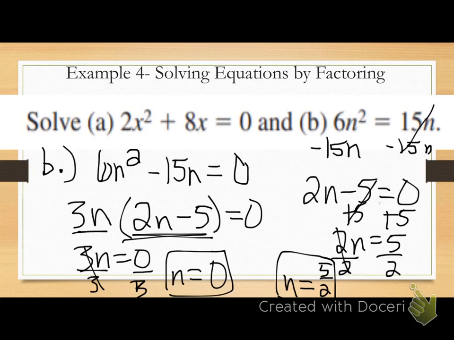Questions on that example? Does that make sense, my zero product property? If things are being multiplied together and they equal 0, I know one of those things must equal 0. So if I had 3 things being multiplied, set equal to 0, I've got to set all 3 things equal to 0. Does that make sense?